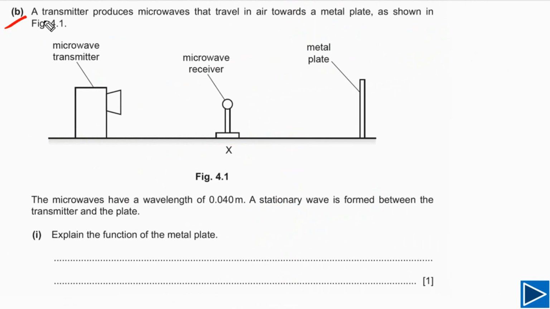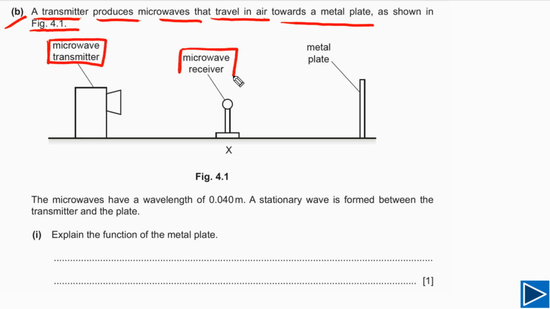For part B, it is given to us that a transmitter produces microwaves and these microwaves are traveling in air. Air is the medium, very important. And they're moving towards a metal plate. Experimental setup is shown in figure 4.1. We can see here we have microwave transmitter. We also have microwave detector, or simply we can say microwave receiver. Metal plate is also placed at the end.